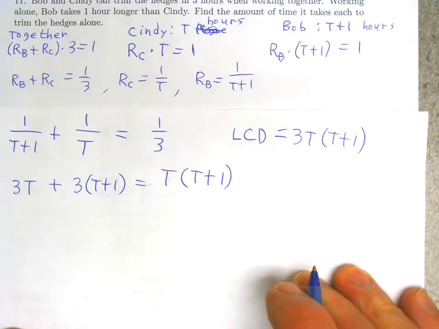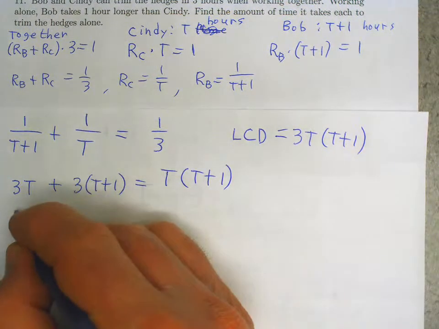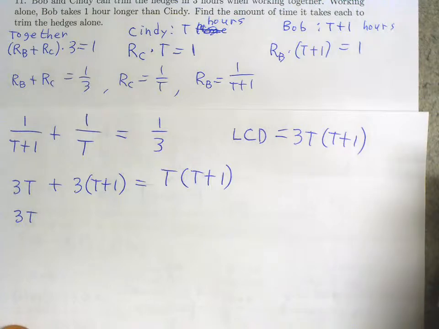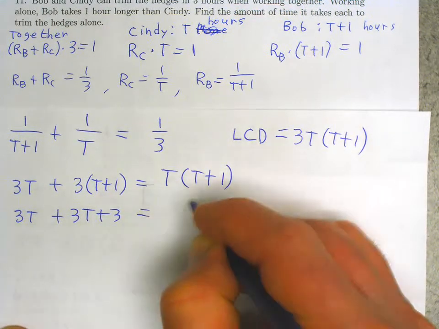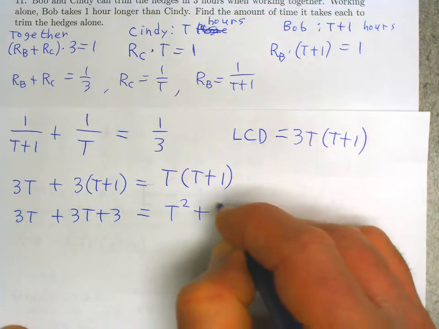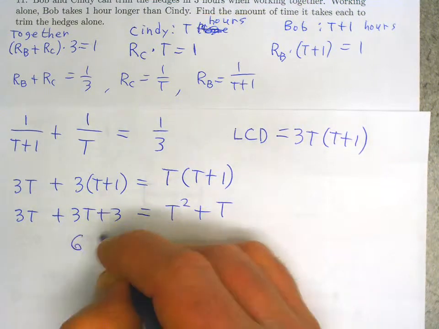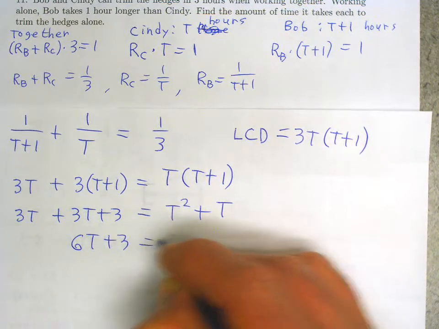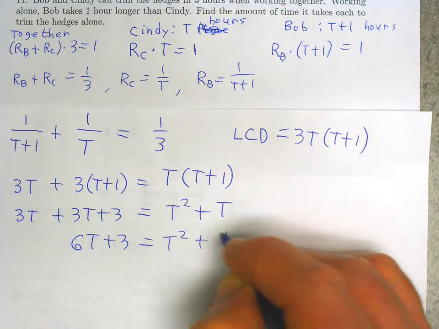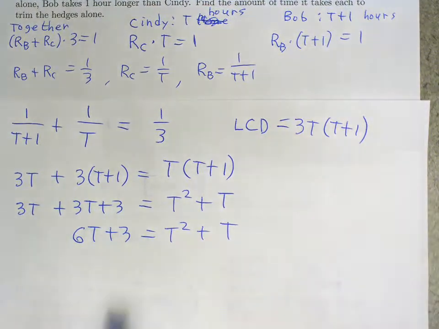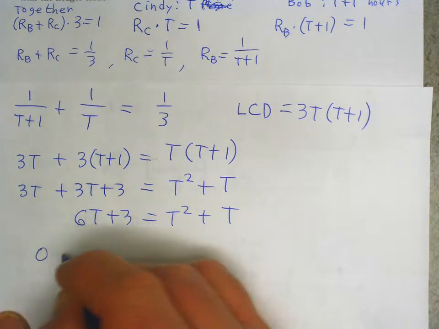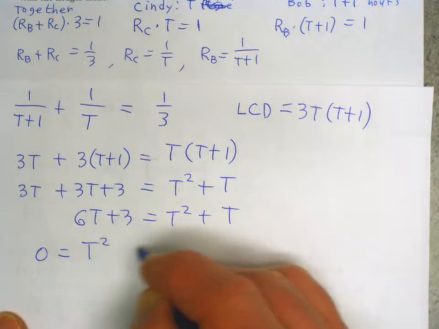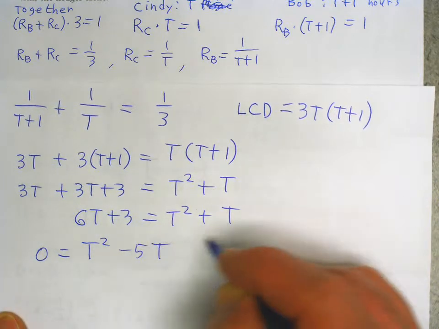This equation is quadratic in the variable capital T. So we multiply everything out. We'll combine like terms. We'll set one side equal to 0. And then solve for t. So we'll subtract 6t from both sides and subtract 3 from both sides. And we get 0 equals t squared minus 5t minus 3.